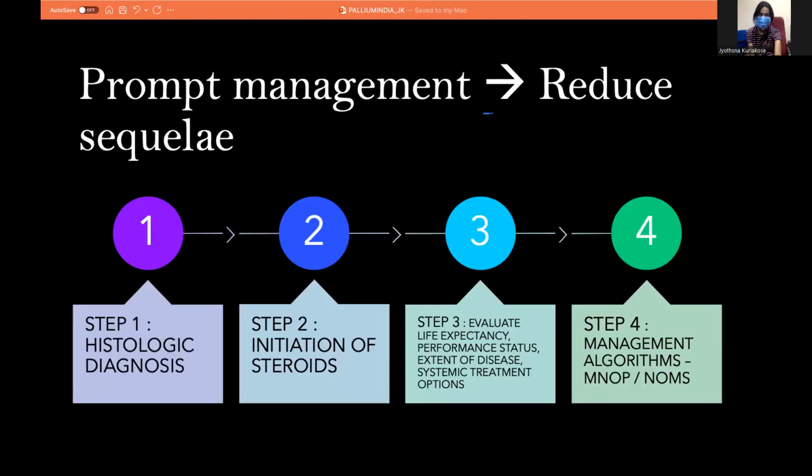So now coming to the management. Prompt management will reduce sequelae. This is a stepwise management algorithm. The first step is to make sure that, in an oncological setting, or if somebody is presenting upfront with malignancy with spinal cord compression, you need to establish a histological diagnosis first. So get tissue for biopsy, and before waiting for the reports, all guidelines recommend that you can initiate steroids. That's step two. Step three, you should evaluate the life expectancy, performance status, extent of the disease, and the available systemic treatment options and their feasibility. And in step four, we'll see some management algorithms for managing MSCC.